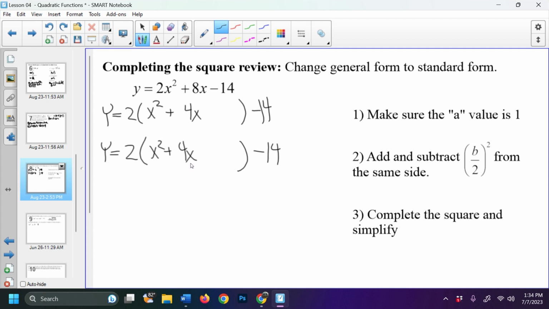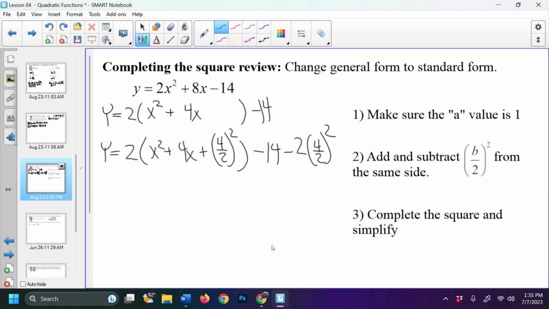So on the inside, what I'm going to do is add (b/2) squared. Now b in this case is going to be 4, so I'm going to add (4/2) squared. And then because I'm adding it and I want to keep everything balanced, I have to subtract it away on the outside to keep it balanced. But because it's inside these two parentheses, I have this 2 on the outside that has to be distributed to each term. So again, to keep it balanced, I have to keep that 2 on the outside as well.